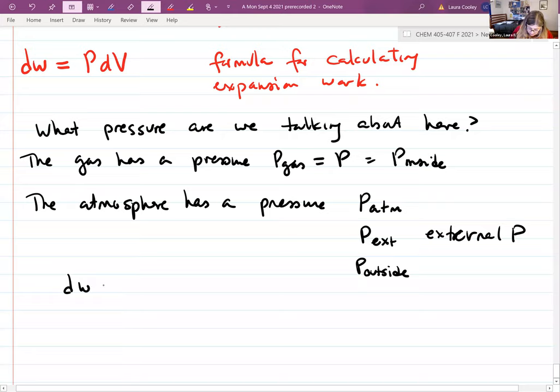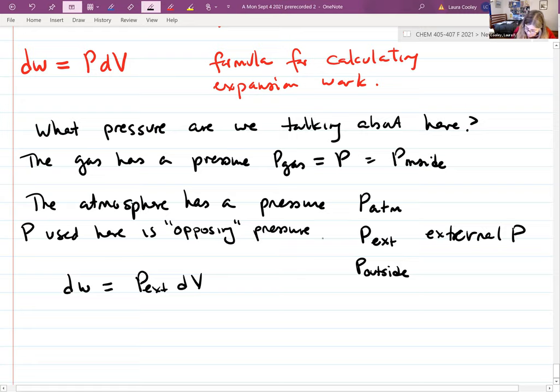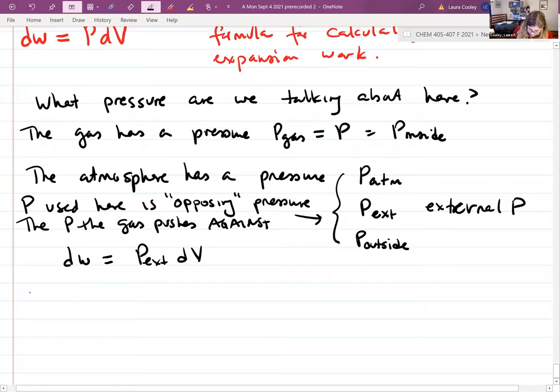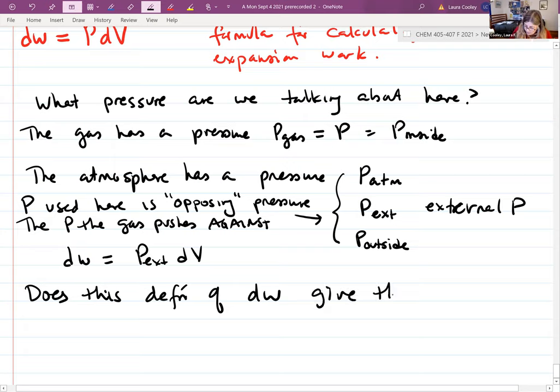And so dW is P external. The pressure that's used here is the pressure that the gas is pushing against. So the pressure used here is the opposing pressure, the pressure the gas pushes against, which is the external pressure. So dW is P external dV. But we have to ask ourselves another question, and that is, does this definition of the infinitesimal amount of work done give the correct sign?